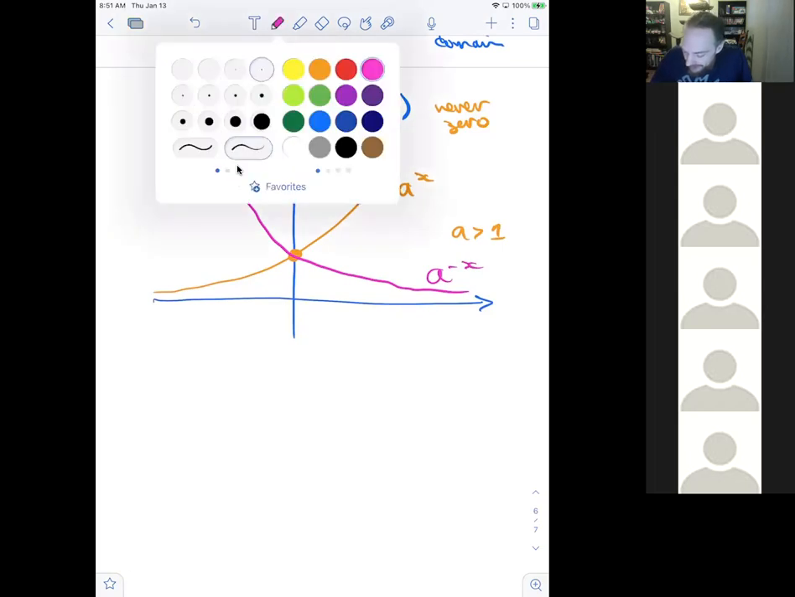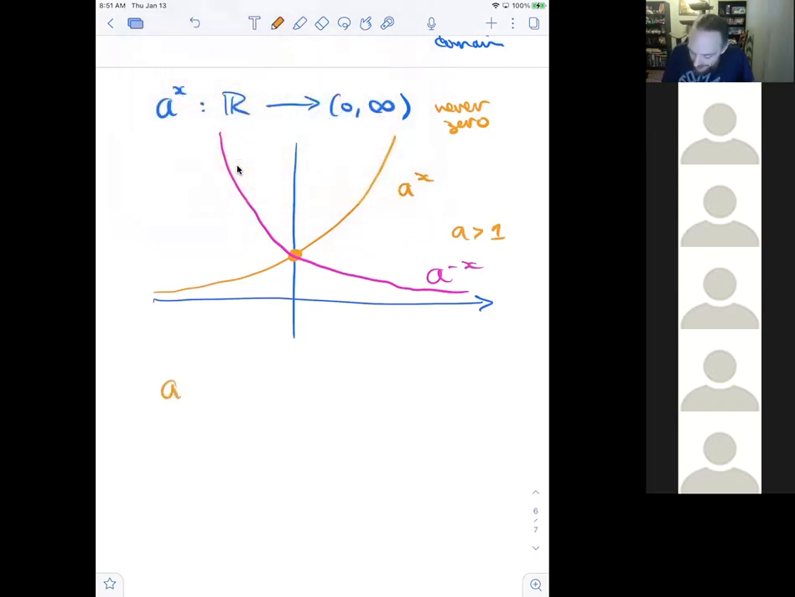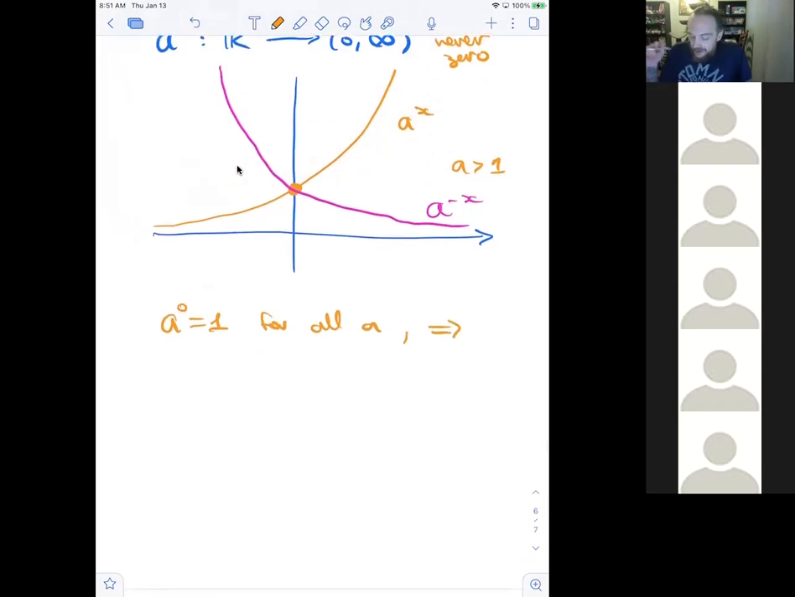And so what we notice is they all go through (0, 1). A to the 0 is always 1 for all a. And so this implies that there has to be at least one of these guys where the derivative is exactly the slope of the tangent line there, which is exactly 1. And we want to know which base gives us exactly that slope equal to 1.